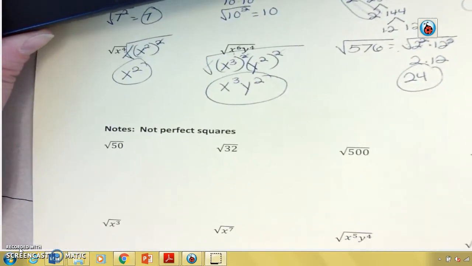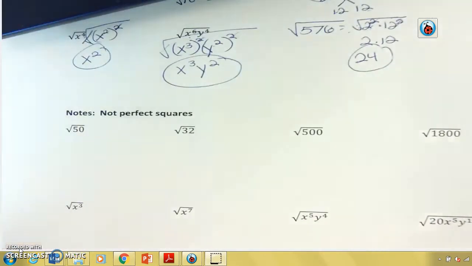Okay, now is where we get into our non-perfect squares. These are ones that don't have perfect square roots, because the square root of 50, if I type it in my calculator, is going to be a decimal.